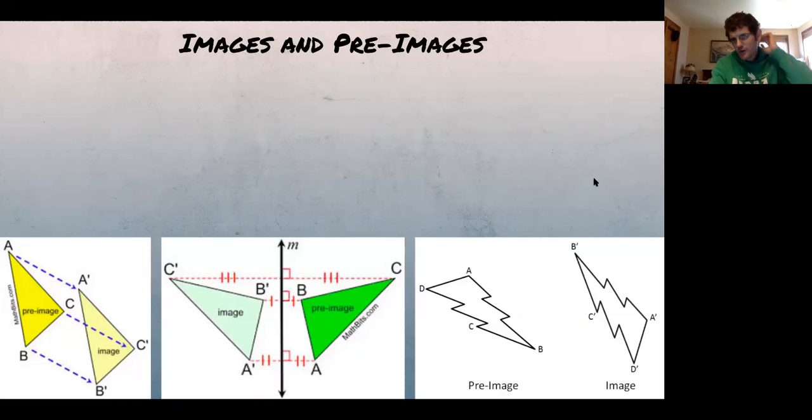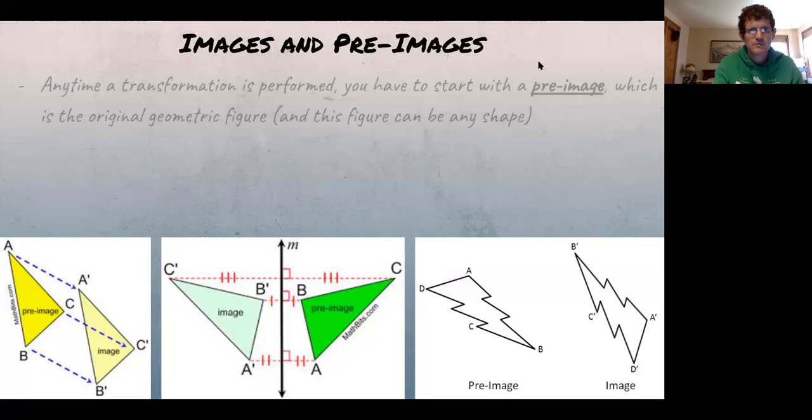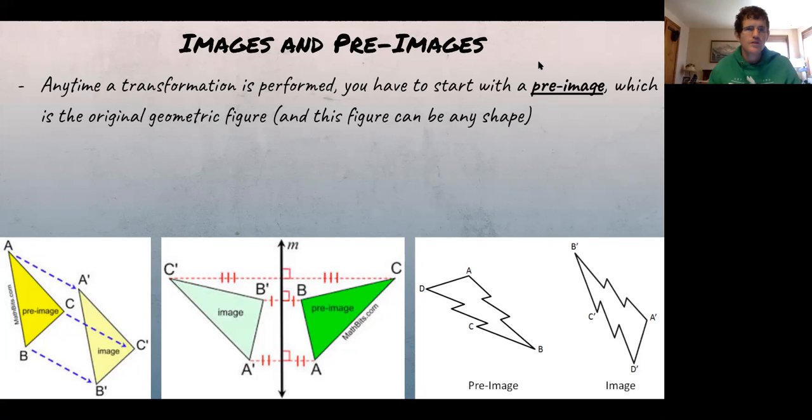Okay, so before we jump into the translation specifically and anything else, we do need to talk about a general thing about transformations, which is that we have what are called images and pre-images. Maybe I should have flipped the order, called it pre-images and images, because we start with a pre-image. So anytime a transformation is performed, you have to start with a pre-image. And that's the original geometric figure. It can be any shape, it could even be a picture if you wanted it to be. But typically, like I said, we're working with some kind of a polygon.